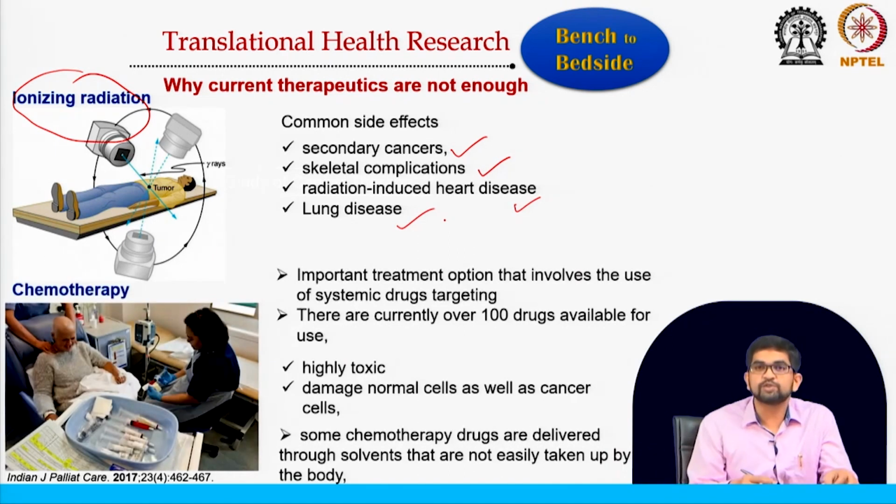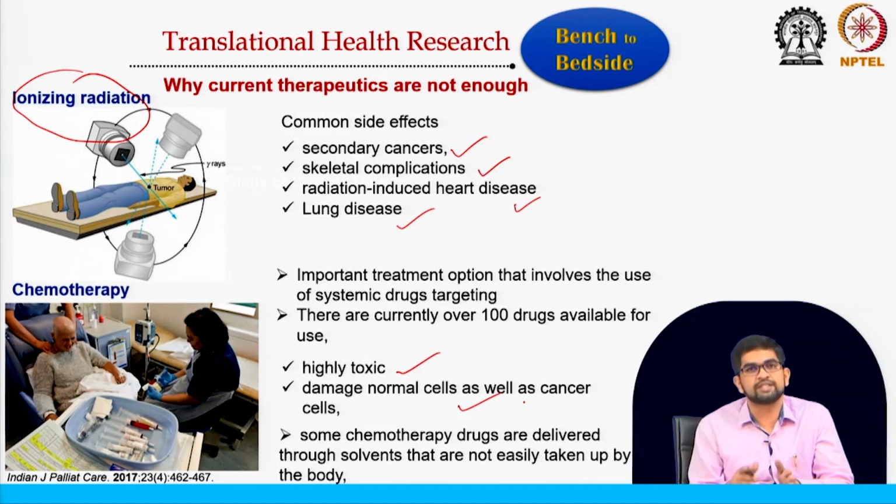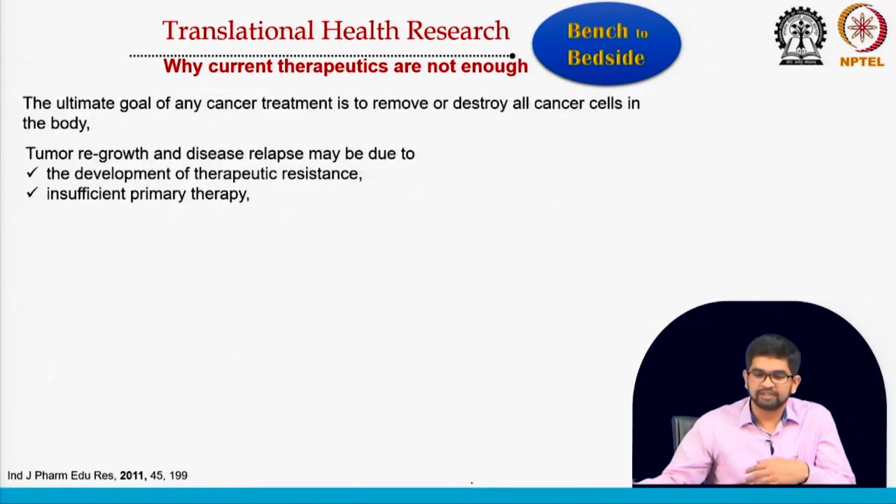Another example is chemotherapy. I think you have already heard about this. Chemotherapy is not a very easy technique. It is sometimes highly toxic, and while it damages the cancer cells, side by side it can damage the normal cells also. Secondary cancer may also be possible, and some chemotherapy drugs are delivered through solvents that are not easily taken up by the body. So, we need further improvement, right.